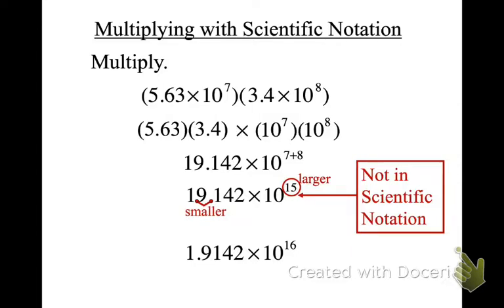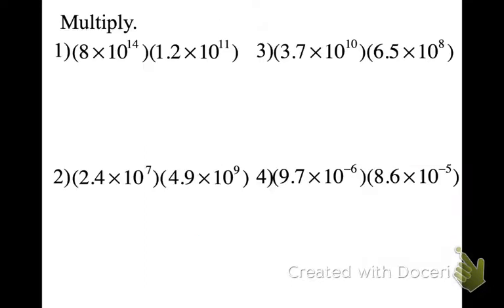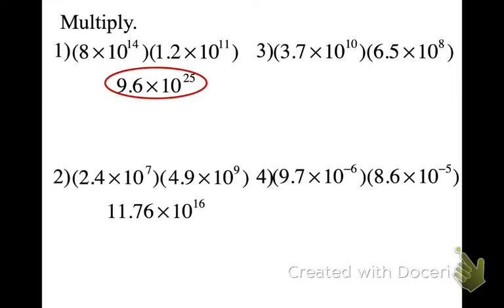Many times people are getting this wrong because they stop here. Do you understand? That is the common mistake. You have to be in scientific notation. It has to be a number between 1 and 10. Now let's look at a couple of others. Is this scientific notation? Yes. Would I stop or would I continue? Yes, stop.